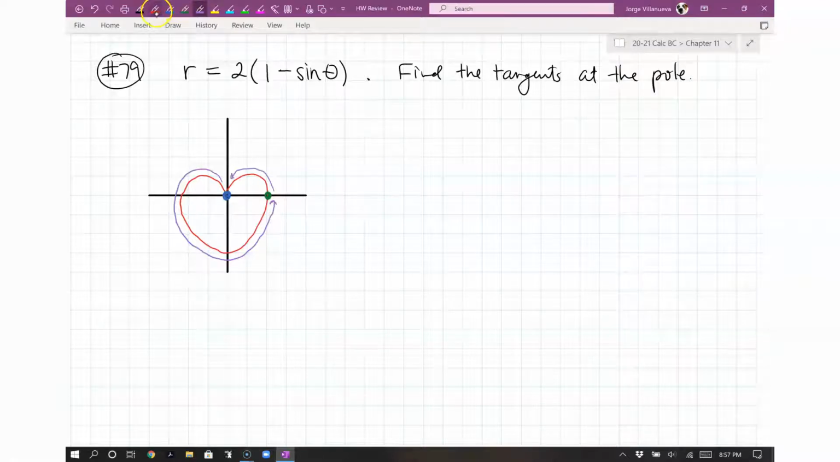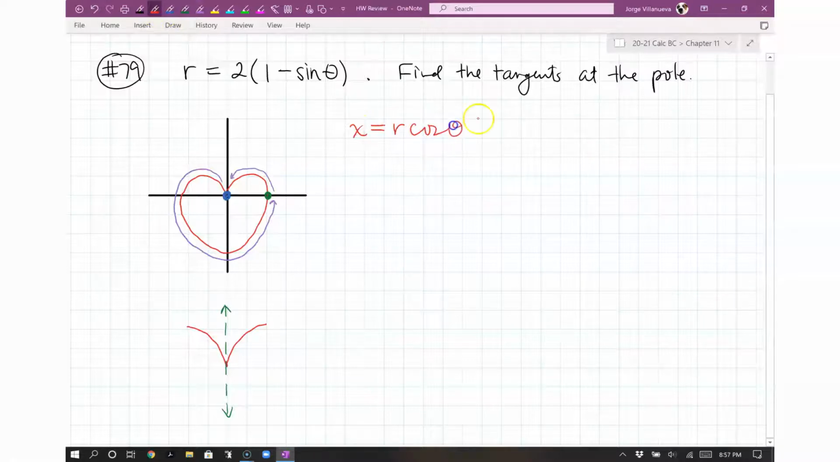And I just want to remind you that anytime you have a sharp edge like this, the tangent line is vertical. So since we're going to be doing a vertical tangent line, we need to do dx d theta. So first we need to know what x is. Remember, x is equal to r cosine theta.